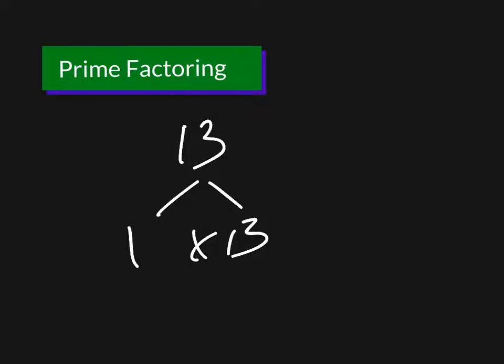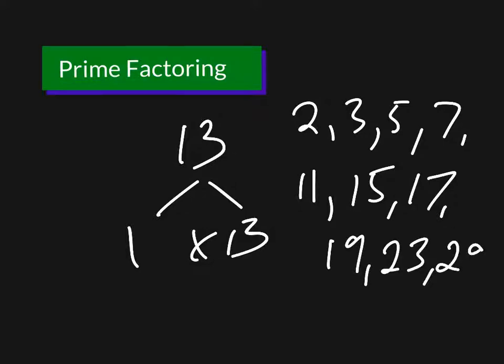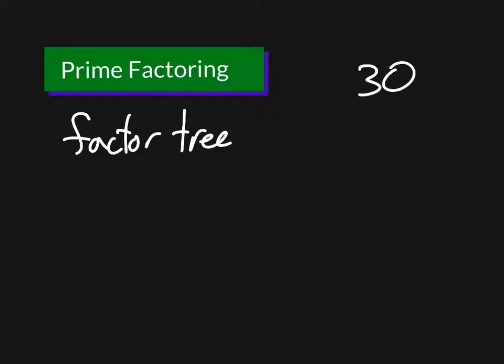There are other prime numbers such as 2, 3, 5, 7, 11, 15, 17, 19, 23, 29, 31, 37, and so on. In prime factoring, you're going to make something called a factor tree to find out all the prime numbers that are factors of a number. So for example, what are the prime factors of 30?